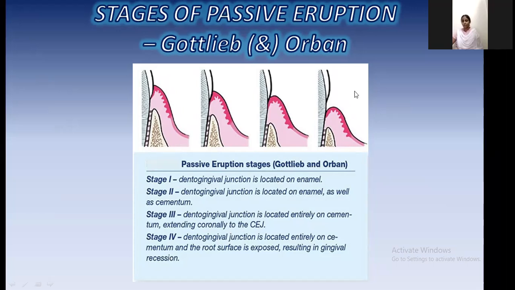And the fourth stage, the dentogingival junction is located entirely on the cementum, and the root surface is exposed, resulting in gingival recession. These are the stages of passive eruption according to Gottlieb and Orban. Kindly make a note of this along with the diagram.